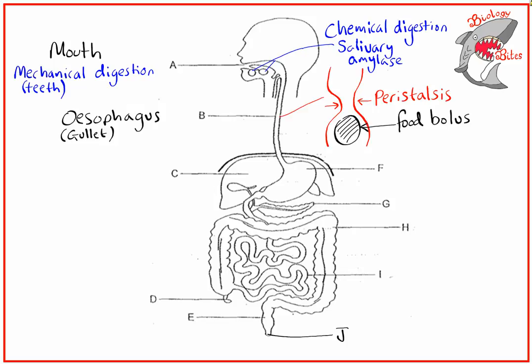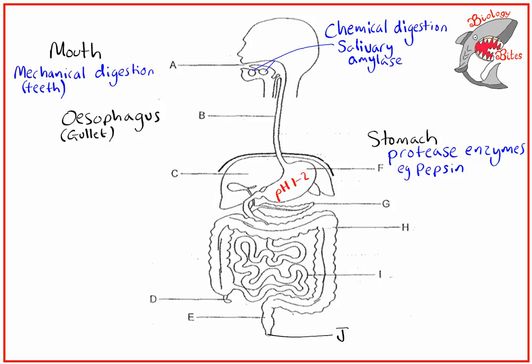The next part of the digestive tract is the esophagus, sometimes known as the gullet, and this is where essentially a ring of a tube of muscle, smooth muscle, which can contract to induce peristalsis, and this helps to push your food down into your stomach.